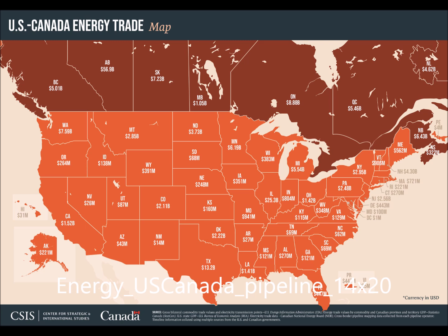The map also demonstrates the varying levels of energy trade across different provinces and states, indicating a complex and interconnected energy market. Overall, the map provides valuable insights into the geographic distribution and economic significance of energy trade between the US and Canada, emphasizing the key players and the interconnectedness of their energy markets.